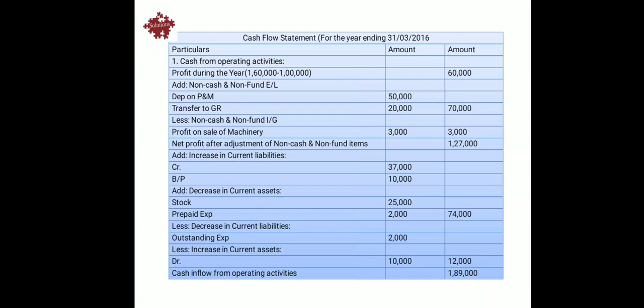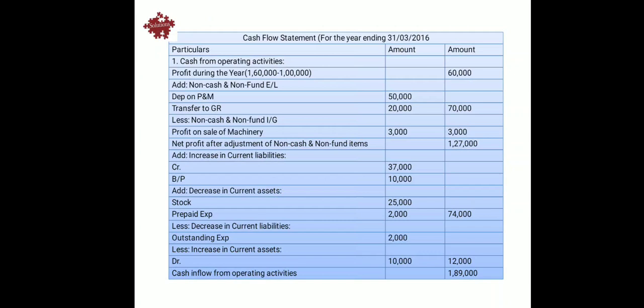Clear? And then we need to deduct the decrease in current liabilities. Only one current liability is decreasing, that is outstanding expenses, 2,000. Then we need to deduct the increase in current assets. Only one current asset in the given question is increasing, that is debtors, by 10,000. So in the outer column 2,000 plus 10,000, 12,000. Finally we adjust 1,27,000 plus 74,000 minus 12,000, and we get 1,89,000. This is only one part of the cash flow statement.